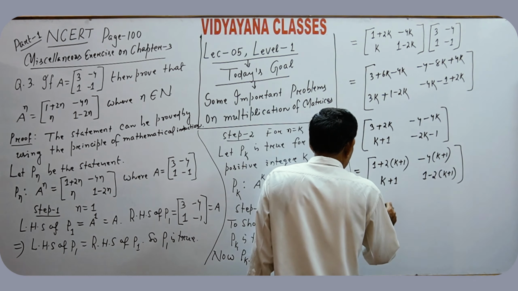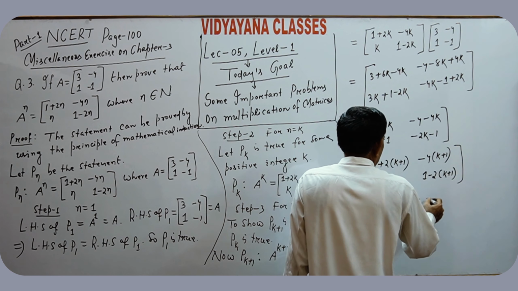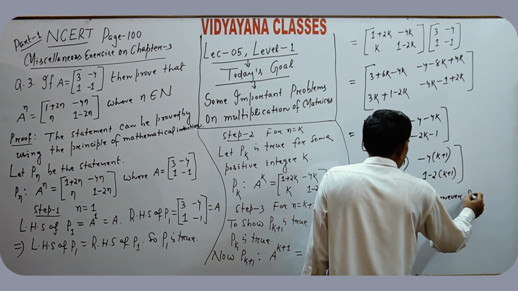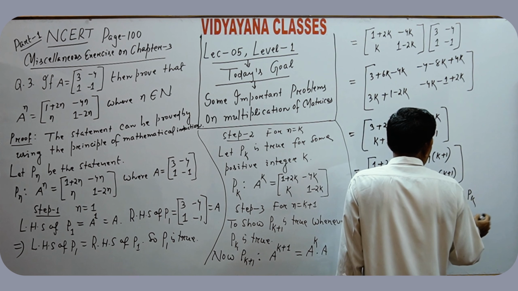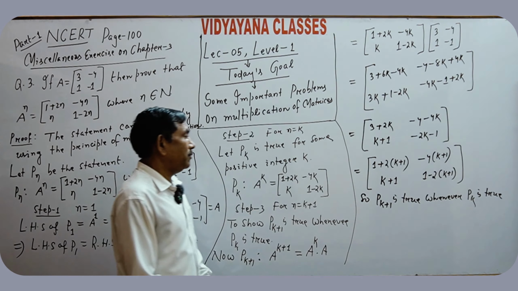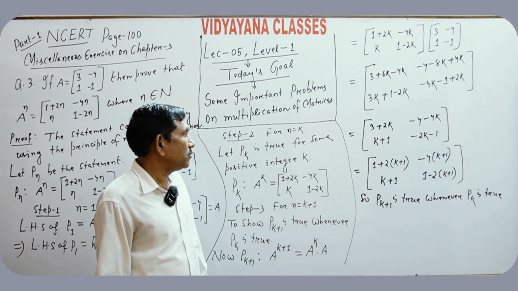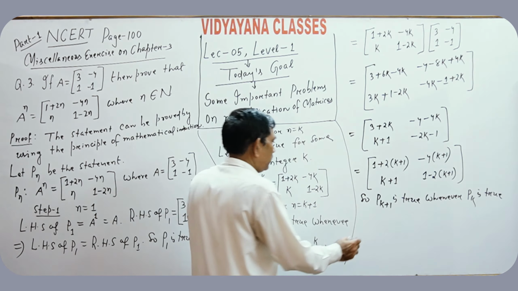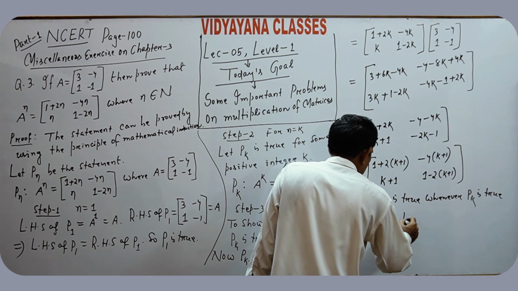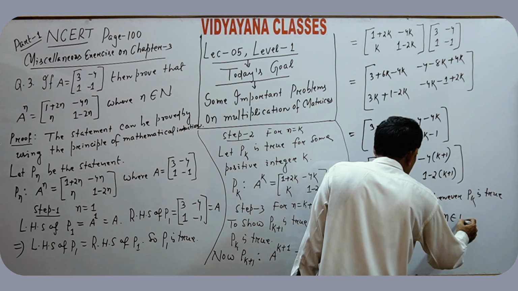So P(k plus 1) is true whenever P(k) is true. Clear? P(k plus 1) is true whenever P(k) is true. Therefore, P(n) is true for all n belongs to capital N.